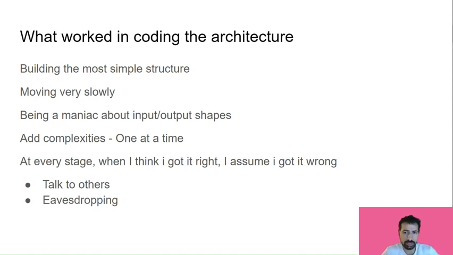And every time I felt confident that this seems to be working and I got everything right, I just assumed maybe I got something wrong, and I would go check with others in the group, in the different teams. I would talk to them, see their approach, what they're doing, what problems they're facing, talk about my understanding and what I've done, and see if something maybe I understood wrongly and I need to adapt. And sometimes it was literally all eavesdropping.